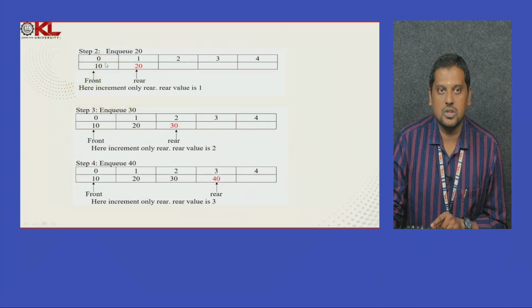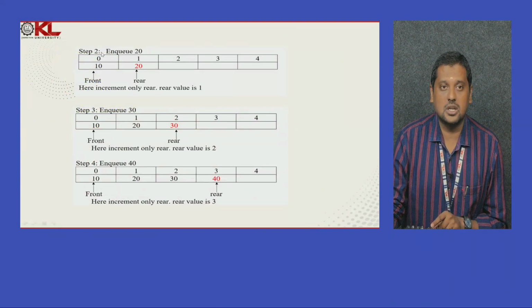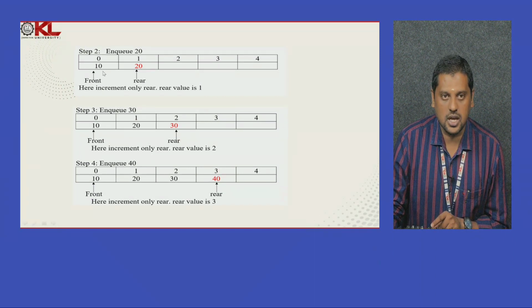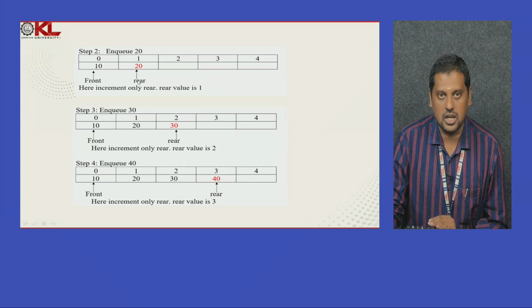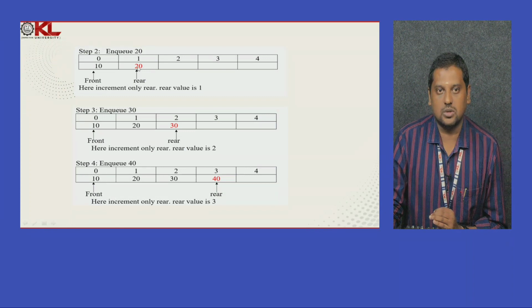Next, what is step number 2? My second value has to be enqueued. Be very clear: if further values have to be enqueued, we should not touch the front; each and every time we increment the rear value by 1. So in order to enqueue the value 20, first the rear is incremented, so from 0 the rear will be pointing to index value 1. Once the rear value is incremented, we enqueue the value 20 into the queue.